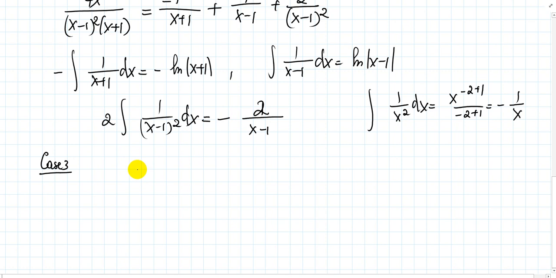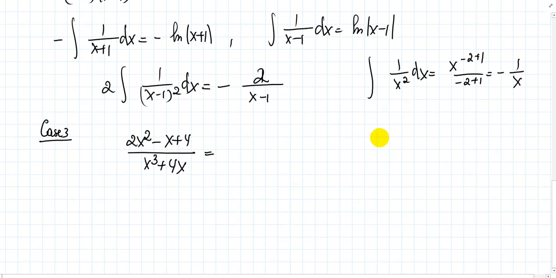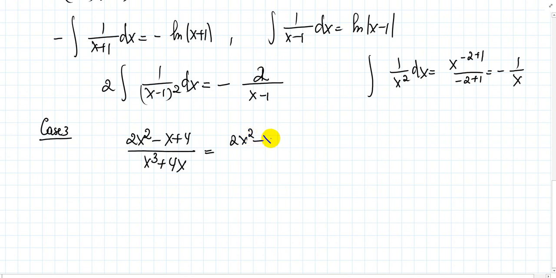So if you're given 2x squared minus x plus 4 divided by x cubed plus 4x, right? Do you remember what we did before, step number 0? We need to check the powers, right? The degree of the numerator is 2, the degree of the denominator is 3, right? I cannot divide them, so I need to try to split the denominator into linear factors, right? So this is 2x squared minus x plus 4 divided by, if I take x out of the bracket, x times (x squared plus 4), right? I cannot go further, right? So there is no root for x squared plus 4.